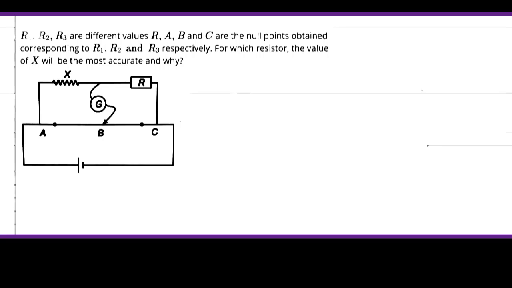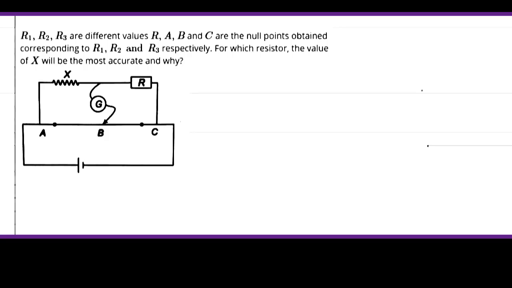The question says R1, R2, R3 are different values of R. A, B, C are the null points obtained corresponding to R1, R2 and R3 respectively. For which resistor will the value of the unknown resistance X be most accurate and why? So we are asked about the value of resistance for which we will get the unknown resistance with most accuracy. Therefore, the error of X must be minimum.